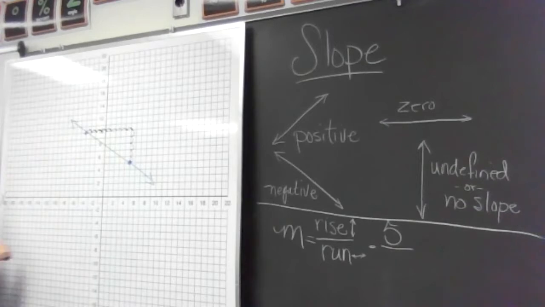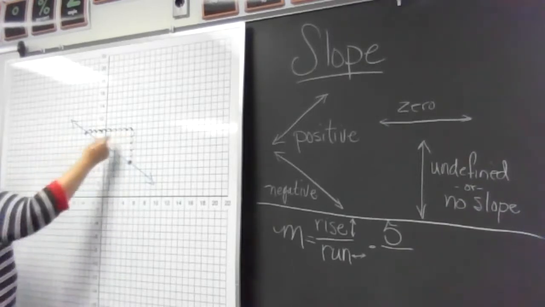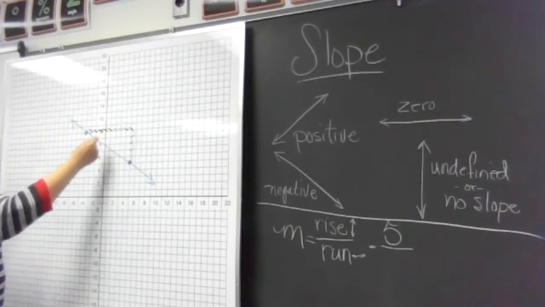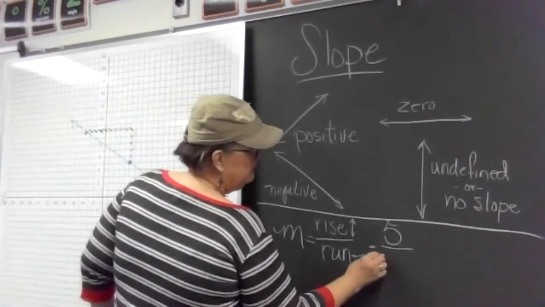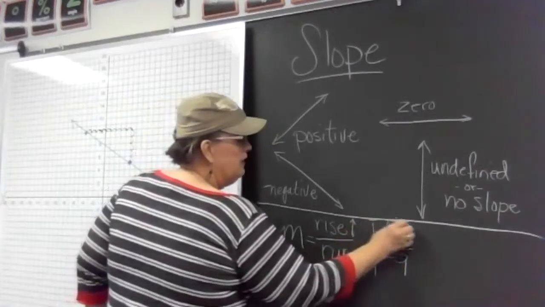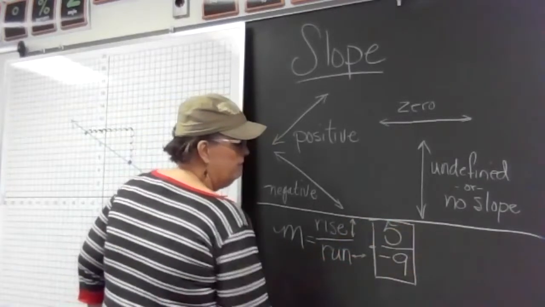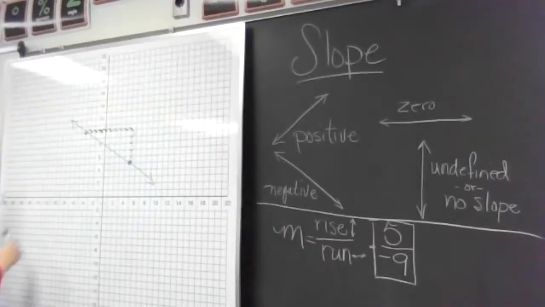Now notice when I ran in the negative direction. This is a negative direction, so it's going to have to be a negative 9. So the slope of the line that we have on our graph is a negative 5/9. Now, I told you that either one of these could be my house. So you don't have to worry about which one you chose to start with.